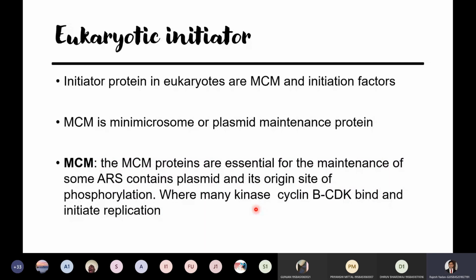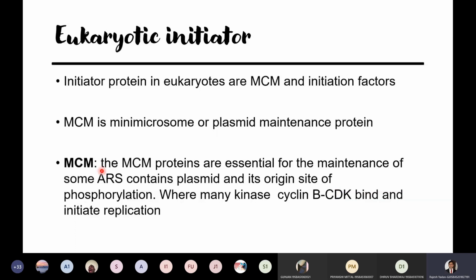So the kinase enzyme, along with some other compounds called cyclins, and there are many types of cyclin, like A cyclin, B cyclin, C cyclin. So cyclin B CDK, cyclin dependent protein kinase. You can just learn that this cyclin B CDK will bind and initiate the replication. So in the initiator complex, the MCM protein will come, the kinase enzyme will come, cyclin B CDK will come, and these proteins will cause the phosphorylation of the MCM protein. And when the phosphorylation of the MCM protein occurs, then initiation will be started.